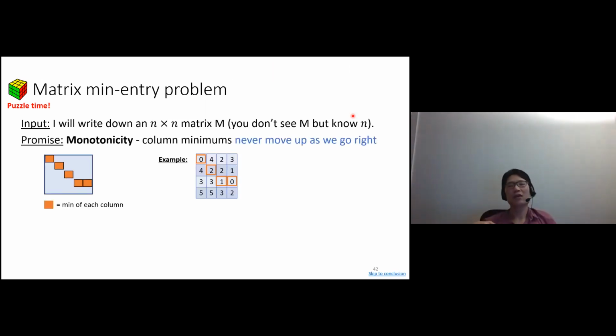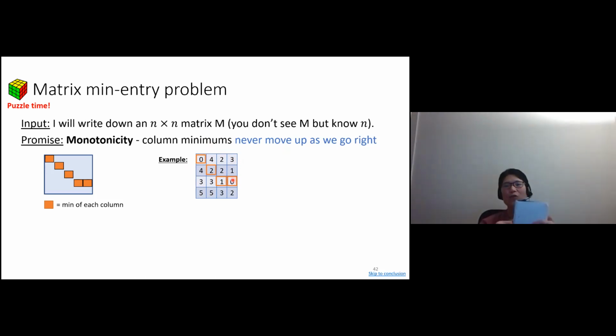And then I promise you one thing: the matrix that I write down has this property called monotonicity, where the column minimums never move up as we go to the right. What do I mean by this? Let's look at this example on the right. On each column, I squared the minimum. This is the minimum of each column in the boxes. Now you can see that as I move from left to right columns, the squares never go up. It keeps moving down or stays on the same row. I promise you that what I wrote down in my book has this property.